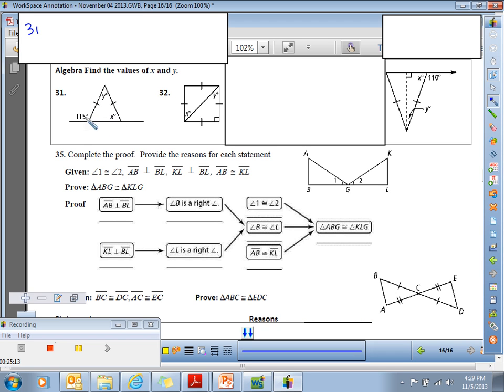We're trying to find x and y for all of these. So this is 115. That's the only number I'm given. I know this is an isosceles triangle. So if this is 115, I can find this angle. 180 minus 115 gives me 65. So this is a linear pair. So this is 65. This is an isosceles triangle. These are the two congruent sides. This is the vertex angle. Therefore, these are the congruent base angles. So I now know this is 65. X is equal to 65.